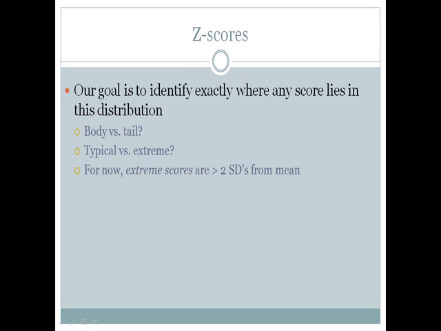One simple question we could ask is: is a score in the body or the tail of a distribution? This is the same thing as saying, is a score typical of a distribution, or is it an extreme score, an outlier? For right now, we're going to call scores that fall outside of 2 standard deviations from the mean an extreme score. We're going to make it a little more specific later in the class, but in general that's a good cutoff point. So if a score is outside of 2 standard deviations, we're going to call it an extreme score.